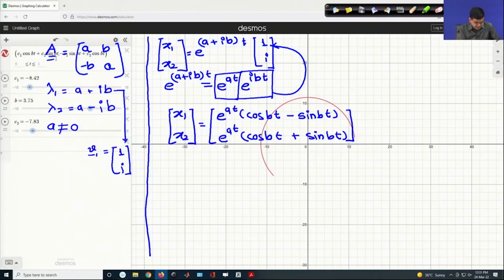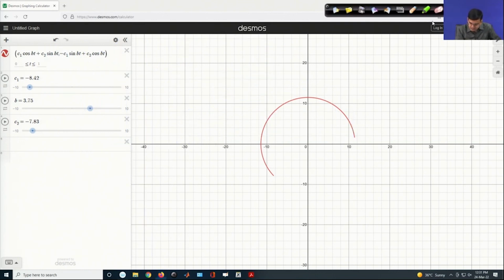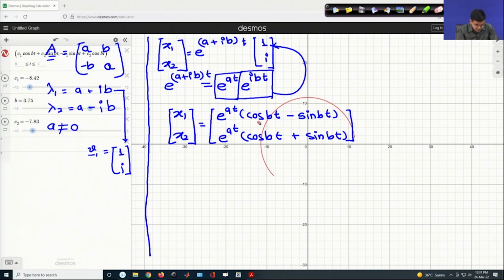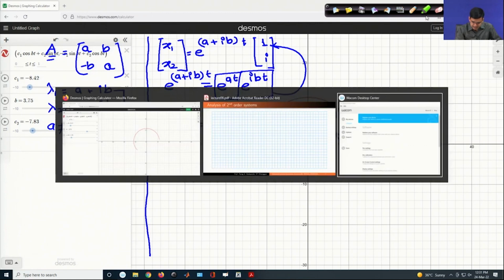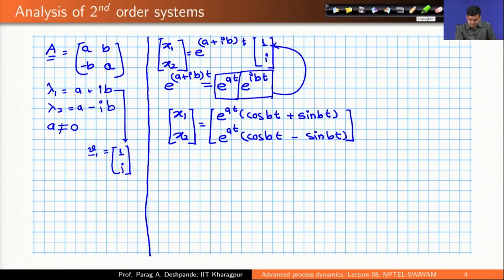Cos b t plus sin b t, minus sin b t, cos b t. Okay, so this has to be corrected: cos b t plus sin b t. So this has to be plus sin b t and minus sin b t, minus sin b t plus cos b t, fine. And what has happened in this case is that the entire term has been simply multiplied by e to the power a t.